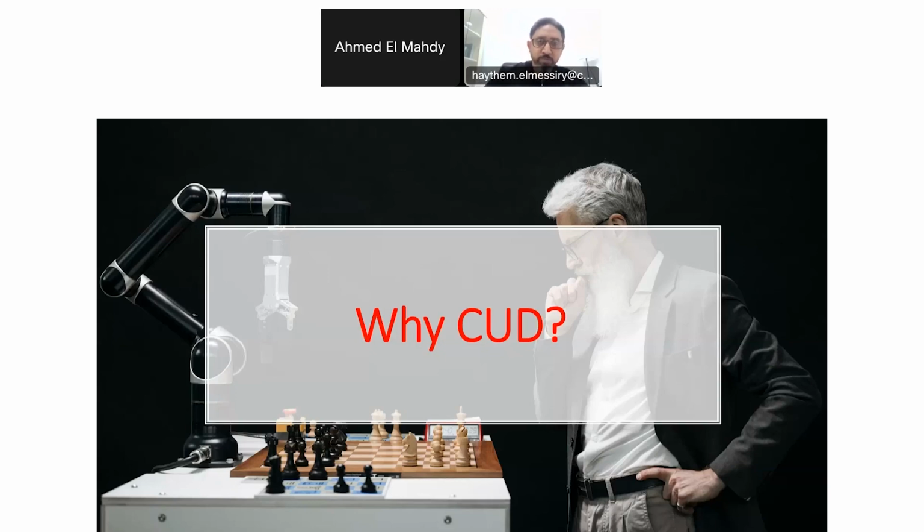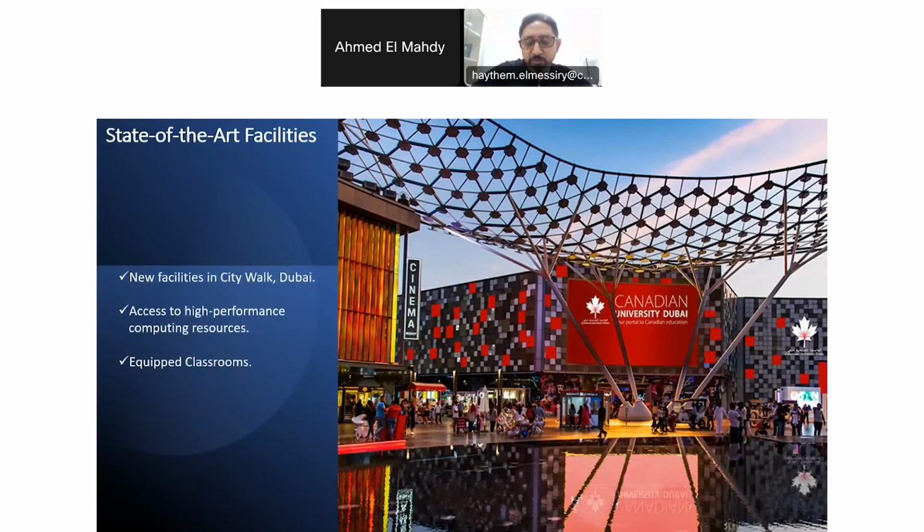Why CUD? From the concept of selecting CUD, we have four main pillars. The first pillar is the location of CUD, which is in downtown, and actually it's in a very centralized location. It's just between 5 to 7 minutes walking distance to the metro station, and all transportation options are available in and out from the location itself. In addition to the availability of and accessing everything around the university as a campus part.